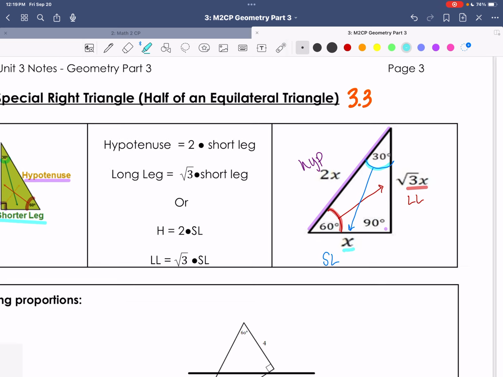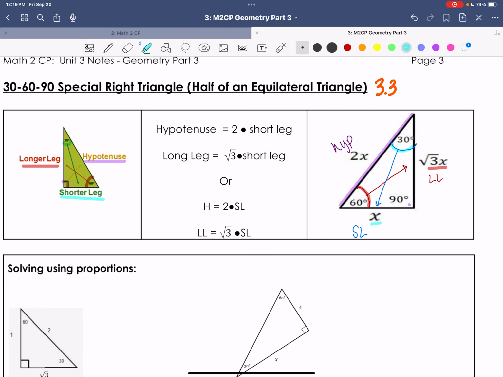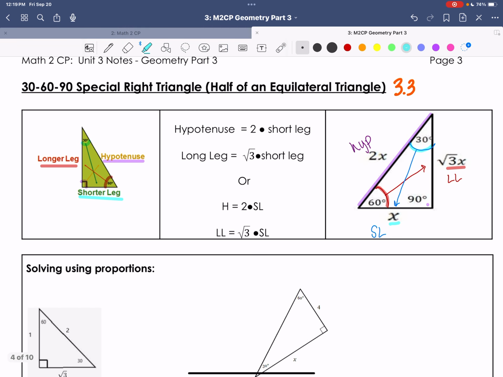And we've got some ways of solving for parts of a special right triangle if it's 30, 60, 90. If you're looking for the hypotenuse, you're going to take 2 times the short leg. If you're looking for the long leg, you're going to take the √3 times the short leg. Or you can have your equations here, h equals 2 times SL for short leg, or long leg, LL, equals √3 times SL. So any of those will help.